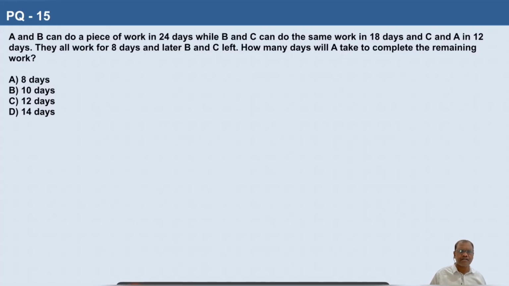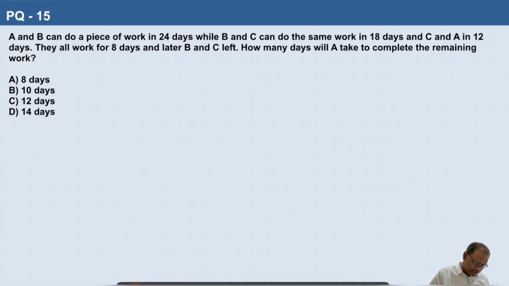Question number 15. A and B can do a piece of work in 24 days, while B and C can do the same work in 18 days, and C and A in 12 days. They all work for 8 days, and later B and C left. How many days will A take to complete the remaining work?